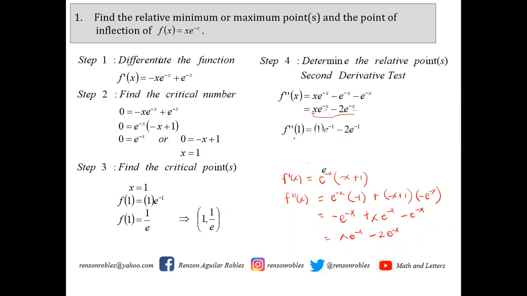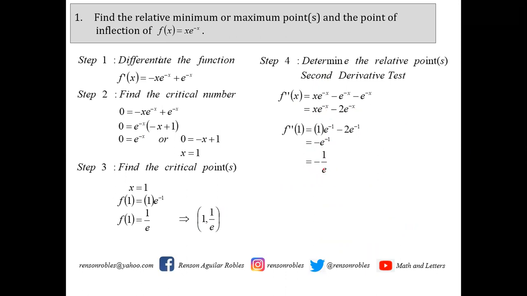So we shall have f double prime of 1 equals 1 times e to the negative 1 minus 2 times e to the negative 1. And then this is equal to e to the negative 1 minus 2e to the negative 1, and that's negative e to the negative 1. So we shall have negative 1 over e. And then since negative 1 over e is less than 0, then the point 1 over e, based on our theorem, is a relative maximum point.